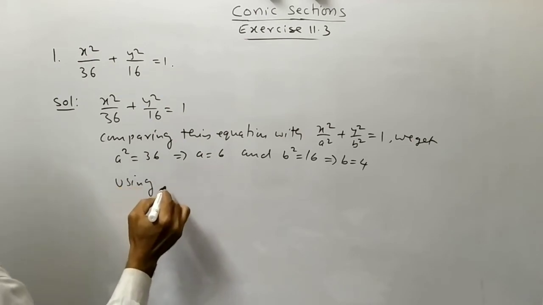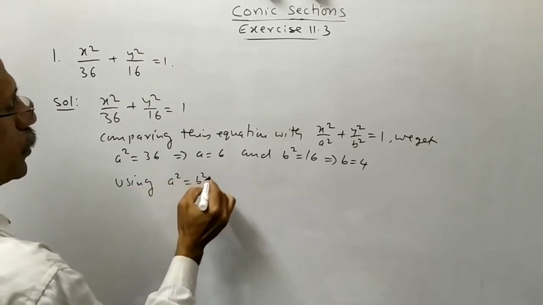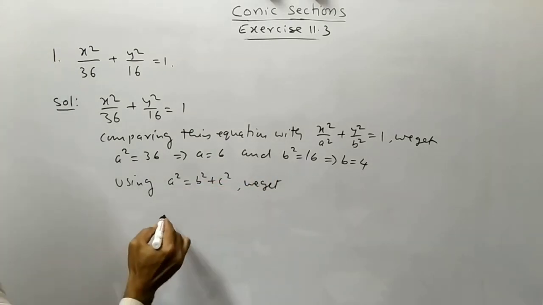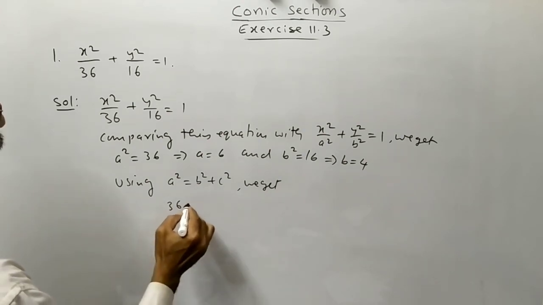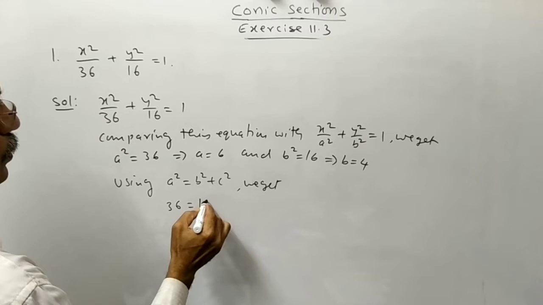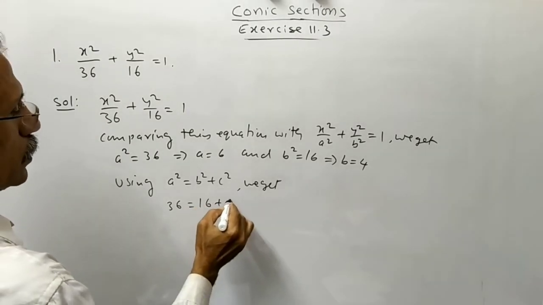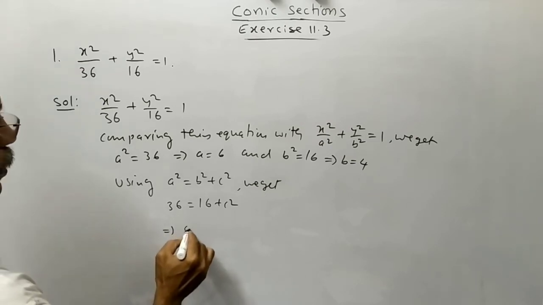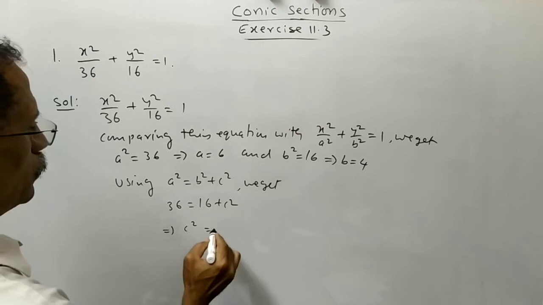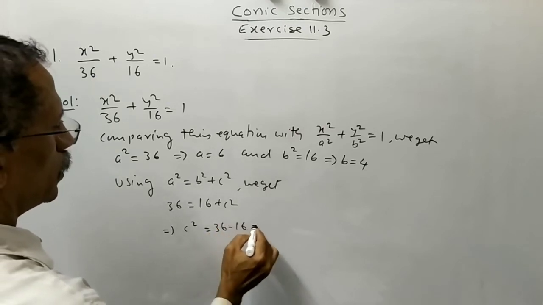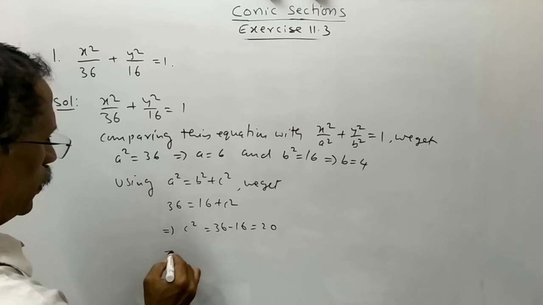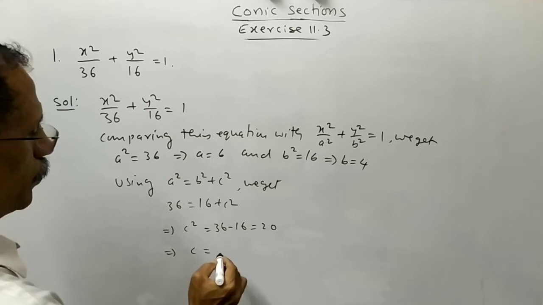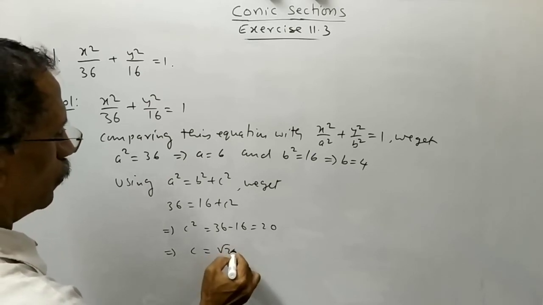Using a square is equal to b square plus c square, we get 36 is equal to 16 plus c square. This implies c square is equal to 36 minus 16 is equal to 20, implies c is equal to square root of 20.